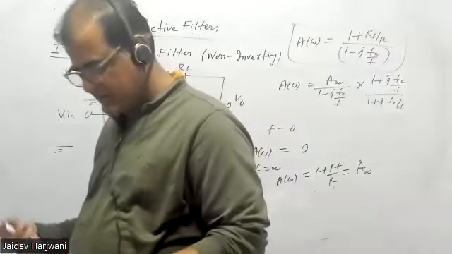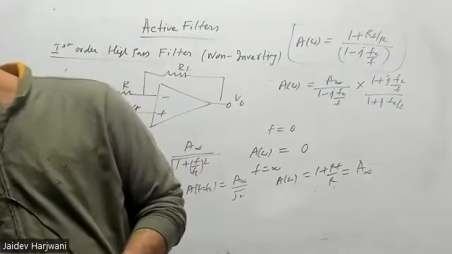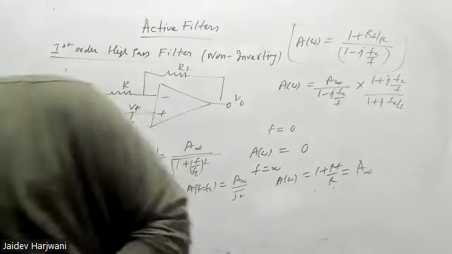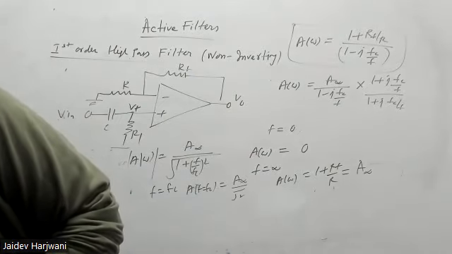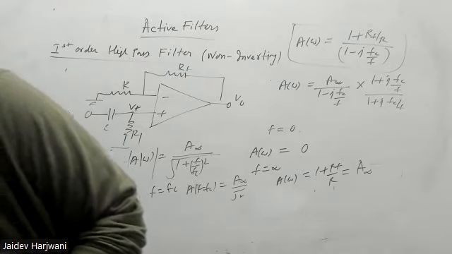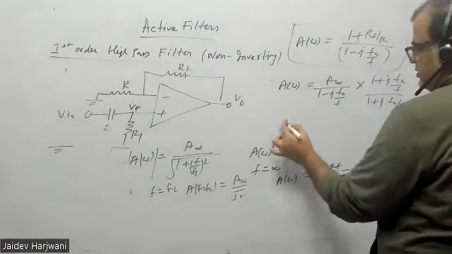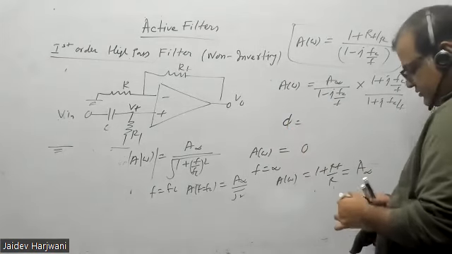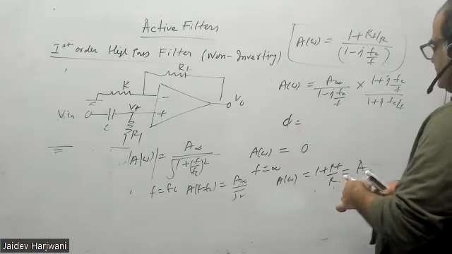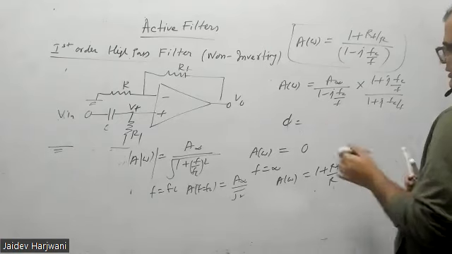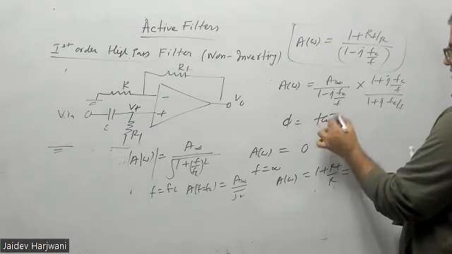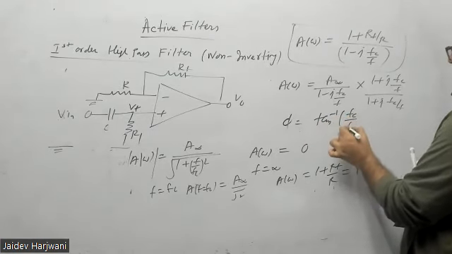Minus or plus, tell me. Plus, sir, the phase. Get the angle now: tan phi equal to Fc by F. Absolutely. Positive, right? A positive value, sir. Tan inverse Fc by F.